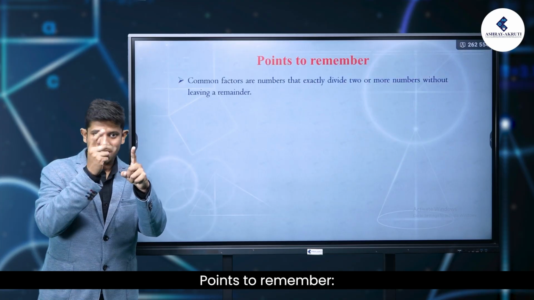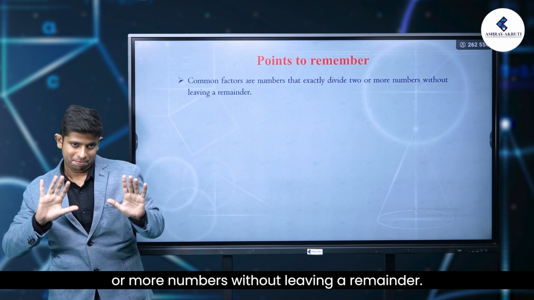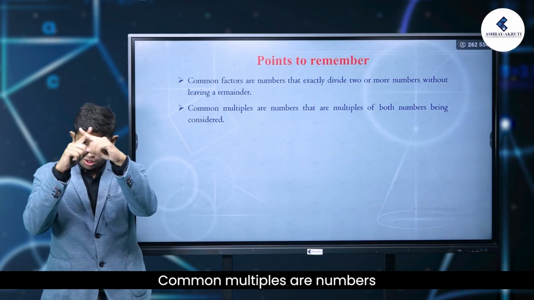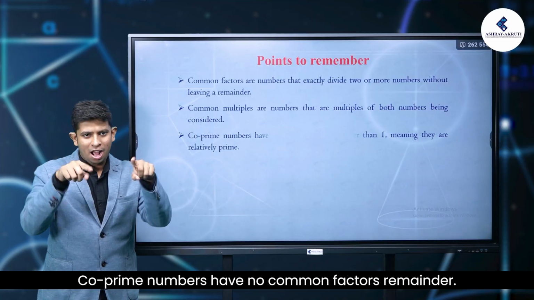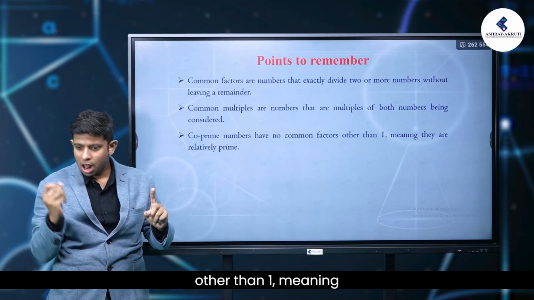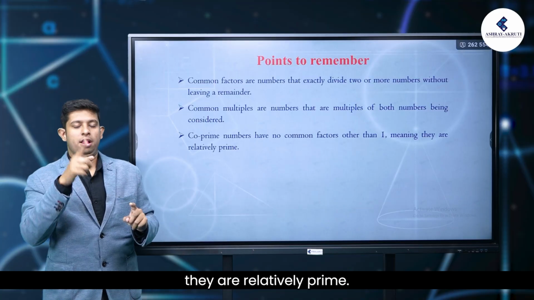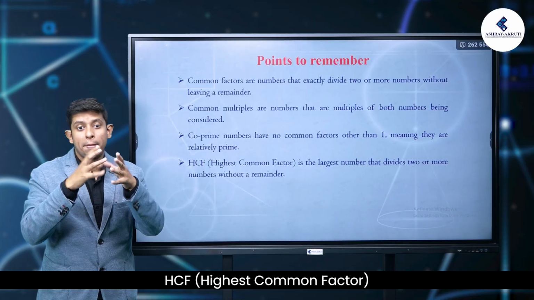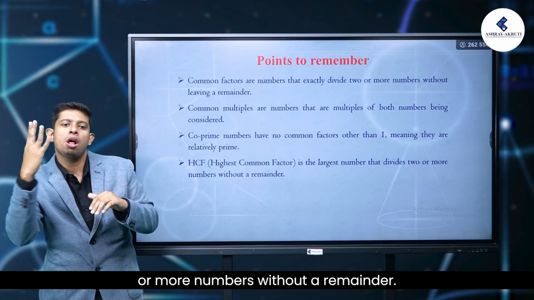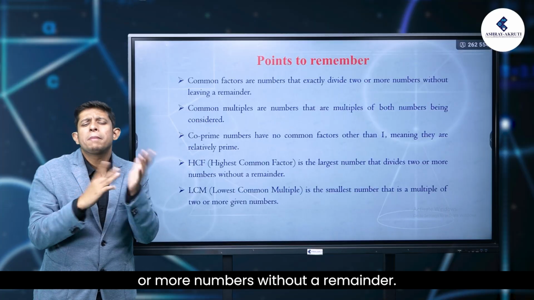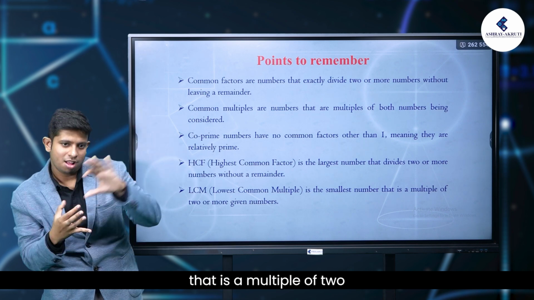Points to remember. Common factors are numbers that exactly divide two or more numbers without leaving a remainder. Common multiples are numbers that are multiples of both numbers being considered. Co-prime numbers have no common factors other than 1, meaning they are relatively prime. HCF, highest common factor, is the largest number that divides 2 or more numbers without a remainder. LCM, lowest common multiple, is the smallest number that is a multiple of 2 or more given numbers.